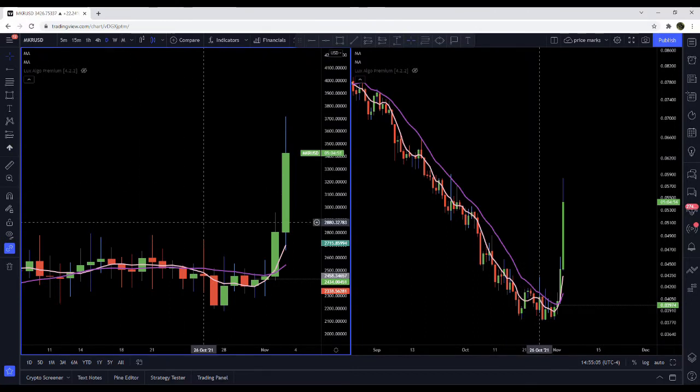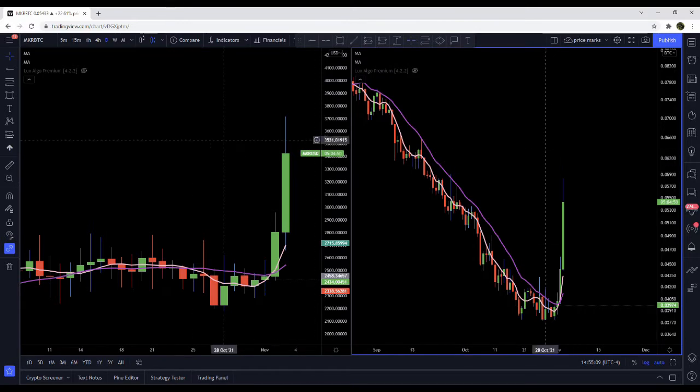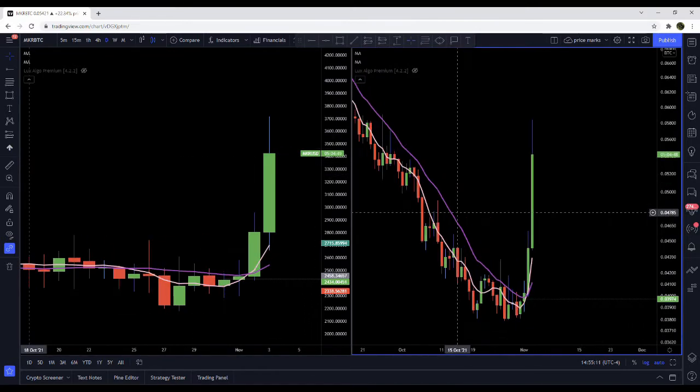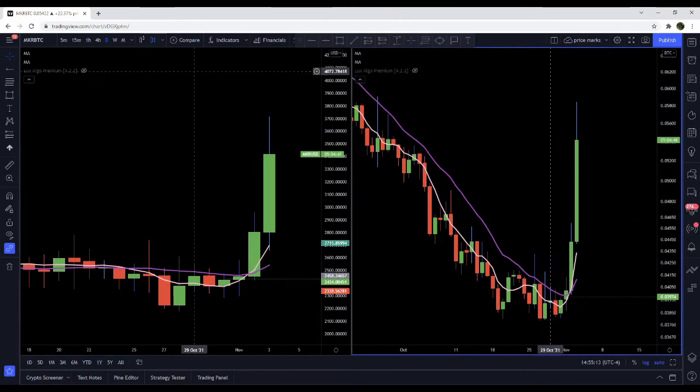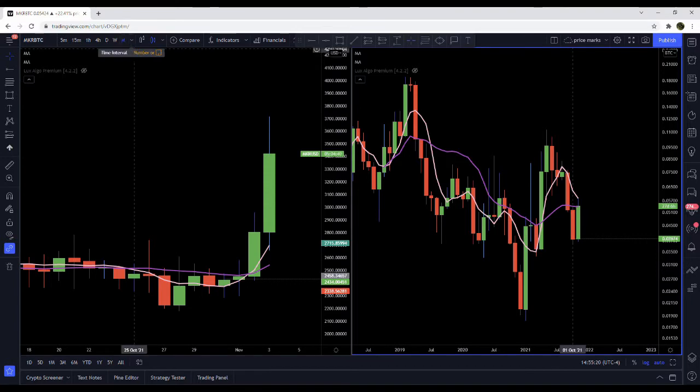But how do we know this was going to be the one that's going to take off on a tear? Because we were on the month, we came clear down to the monthly and the weekly structure.